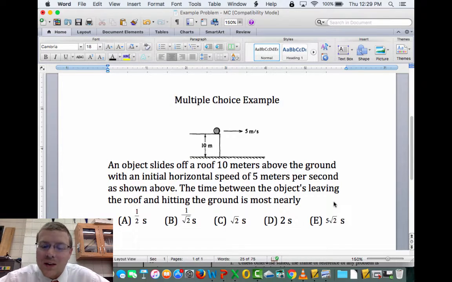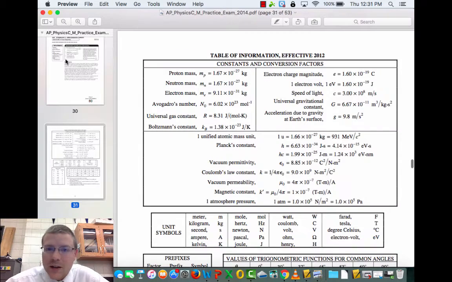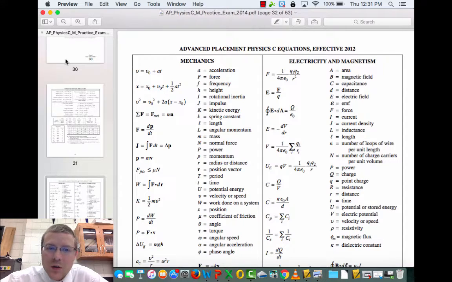When you get to the free response questions, you can see there that the total time on the real test is 45 minutes for 3 questions. You're allowed any writing utensils, calculators are back in play, and not only do you get the constants, but you get all the formulas here. So you don't have to memorize any formulas when you do free response. You're just going to have to remember some for the multiple choice.